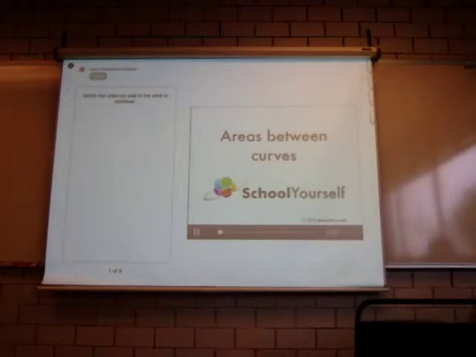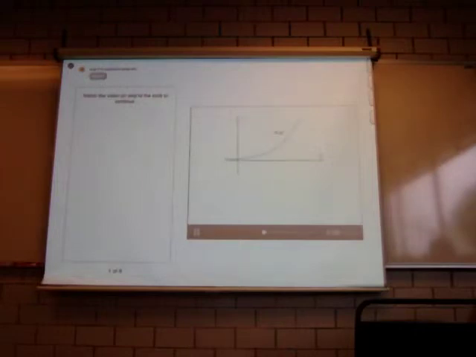Here you'll discover how to use integrals to find the areas between curves. But let's start off with a plain old integral. Here's the function y equals e to the x. What's the area under this curve between x equals 0 and x equals 3?